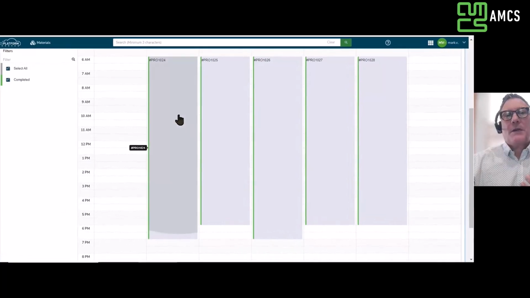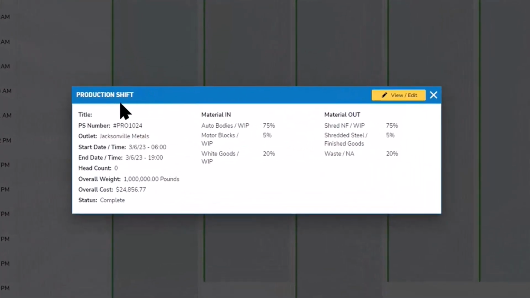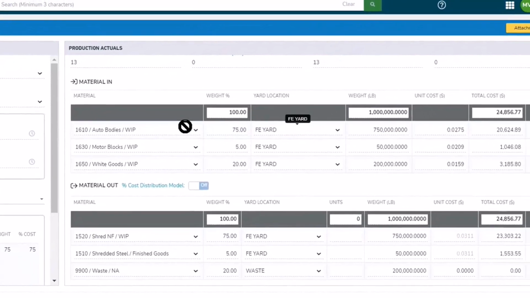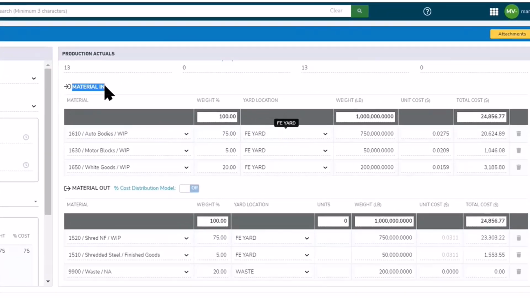Let's drill into one of these production records. Let's open up this one particular production record. So over here on the right, our material in went auto bodies, motor blocks, white goods, each with its own unit cost. So we capture the weight that goes in, capture the cost that goes in, and then out comes shredded non-ferrous, out comes our shredded steel, and then of course, and unfortunately, a certain amount of waste.